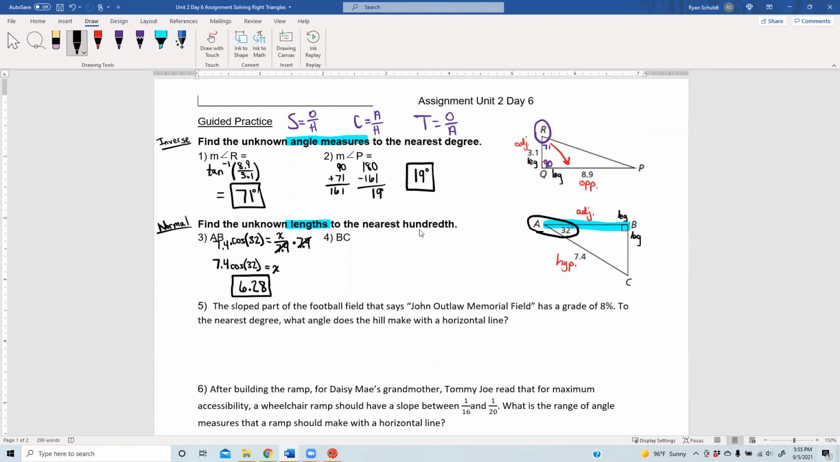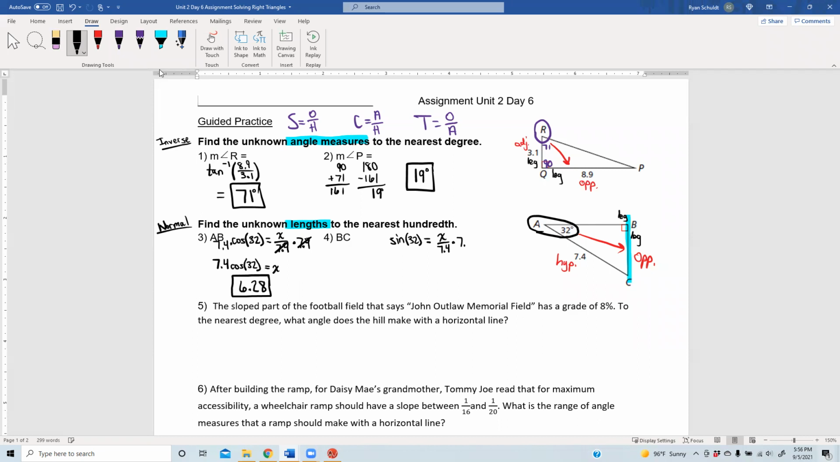Okay, so then let's look at BC now. So I don't want anything with AB anymore. I want BC. That's going to be that side. This time it's the opposite. It's across from the angle. So which one uses opposite and hypotenuse? OH. It's going to be sine. So sine of 32 equals x over 7.4.